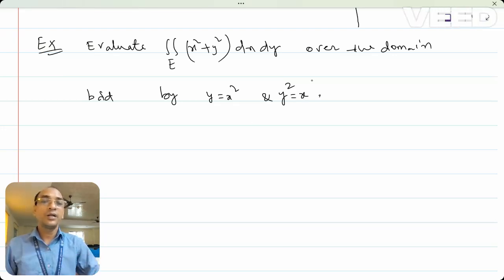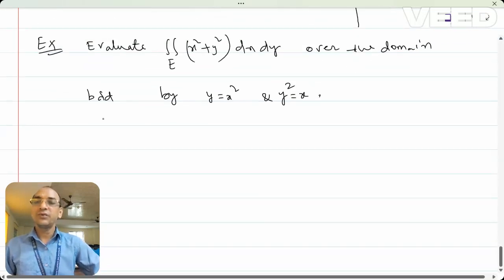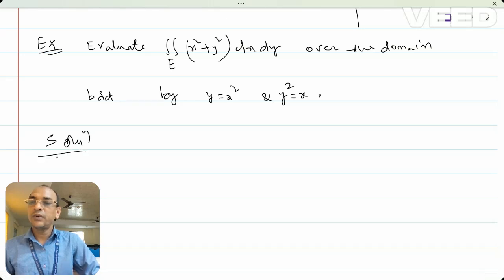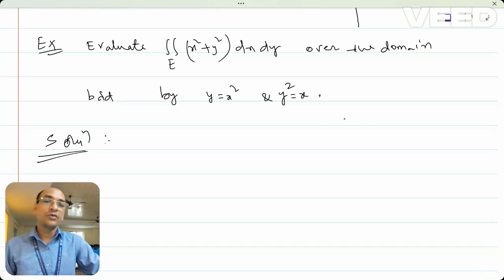Here we don't know what the limits of x and y are. The only thing we know is that y equal to x square and y square equal to x. You know that these are two parabolas. So in order to determine the limits of x and y, we will construct the parabolas. How can we construct them? First of all, we will construct the parabola in this way.